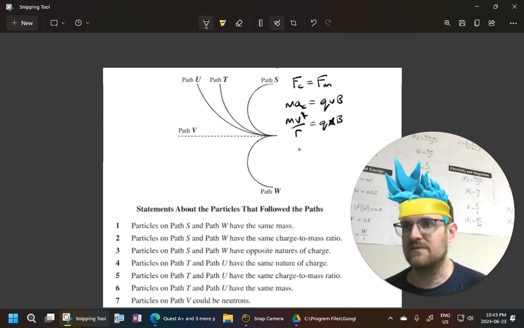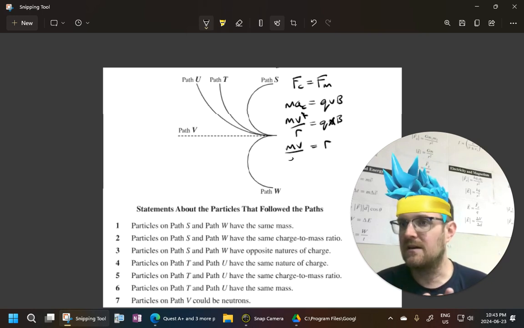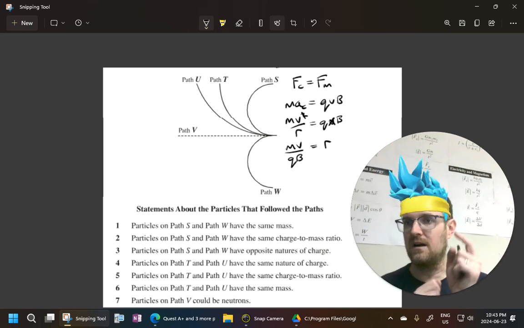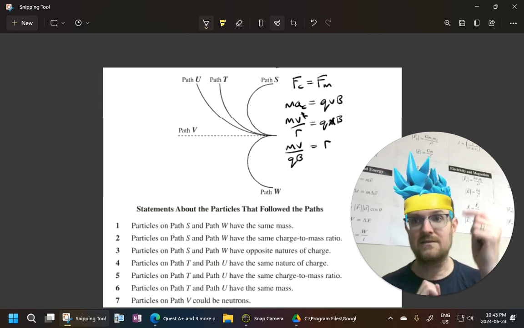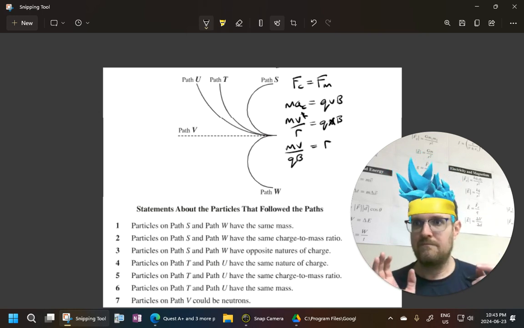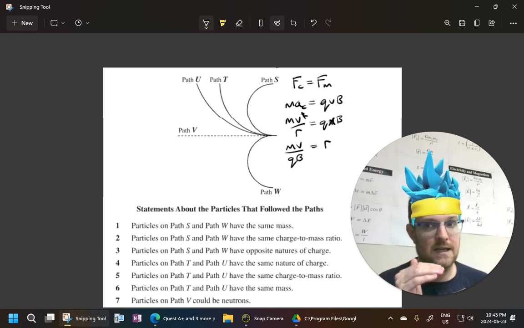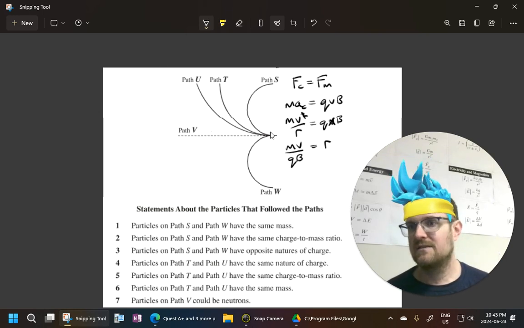And then I'm going to start rearranging this. I'm just going to cross one of these V's off right now, divide both sides by that. I'm going to rearrange for R, so times that up and divide the other stuff down. So this is what R is dependent on. It's dependent on the magnetic field, which is constant for all of these. It's dependent on V, which is constant for all of these. It's also dependent on mass and charge. But I don't know if they have the same mass because it's also dependent on charge. So both those could be manipulated in all of these paths.